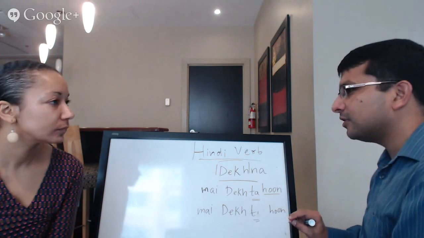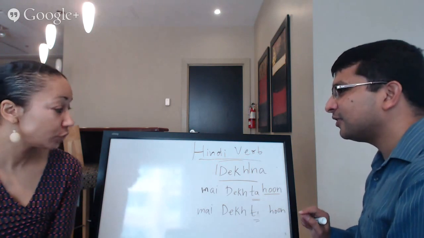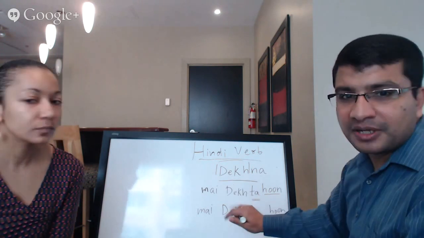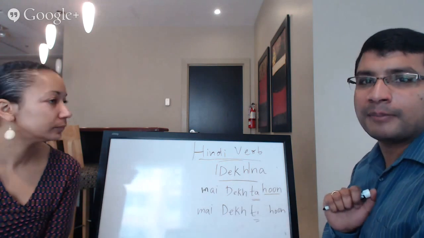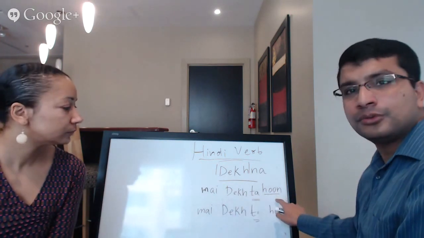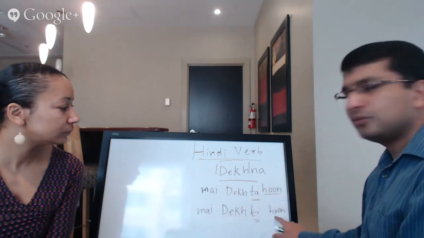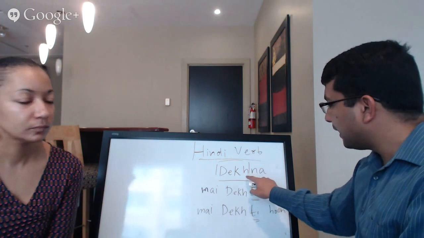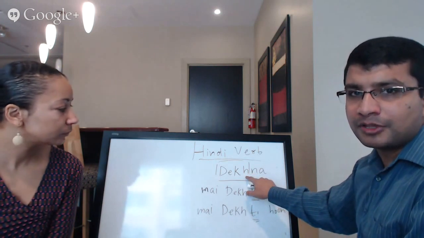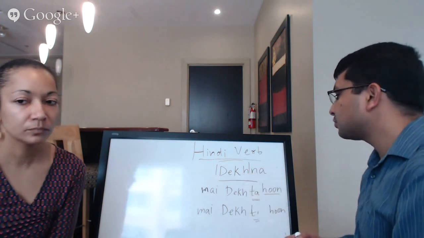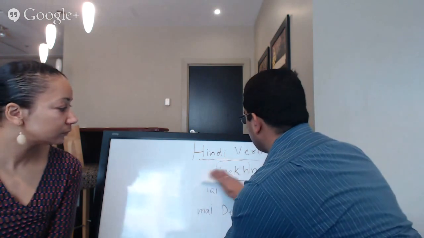Should we do more pronouns? Sure. Okay. So again, to repeat it, for a singular masculine, it's मैं देखता हूँ. For a singular feminine, it's मैं देखती हूँ. And again, both of them derive from the verb called देखना. So I'll write down all of them with all the verbs.